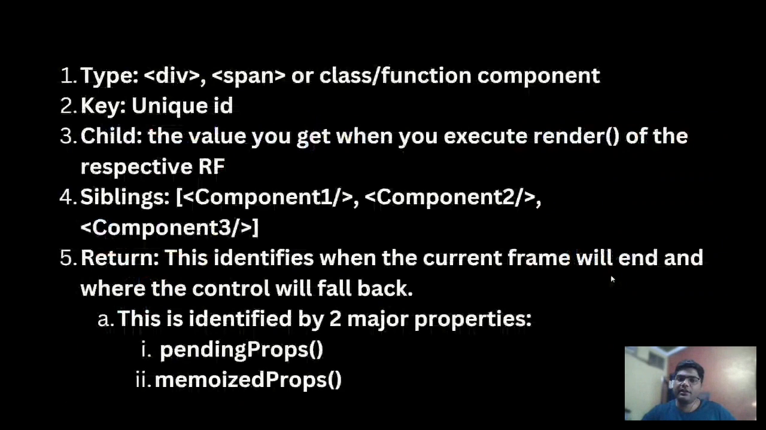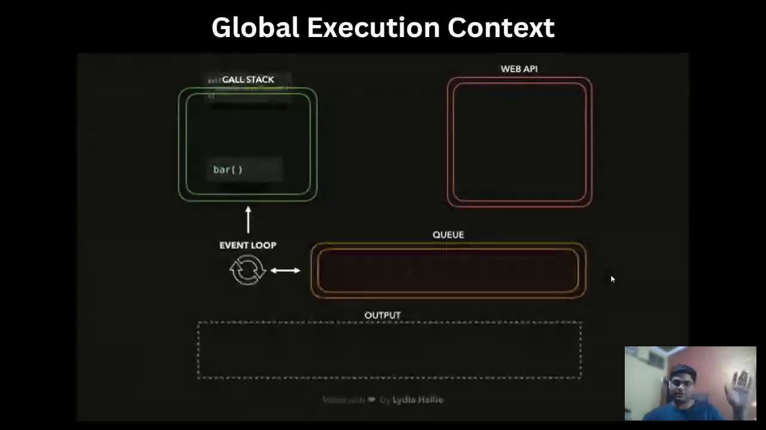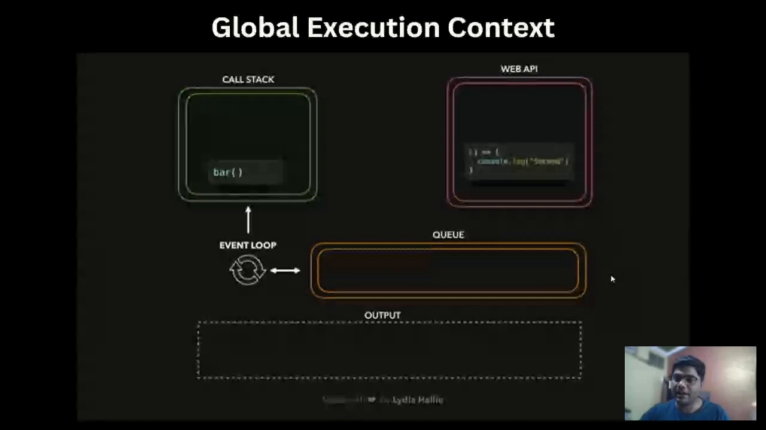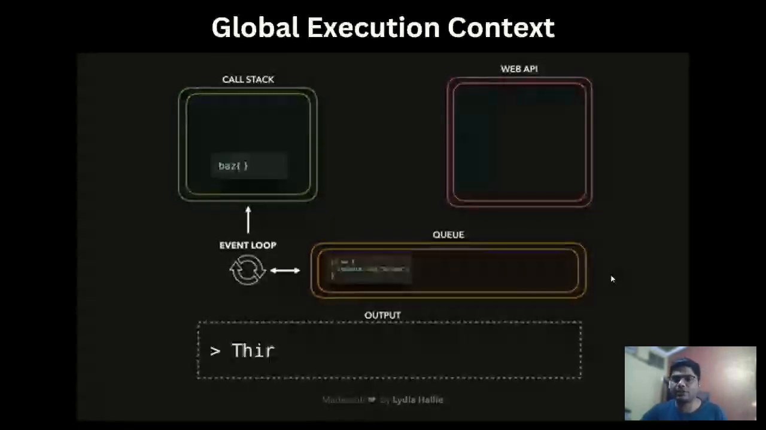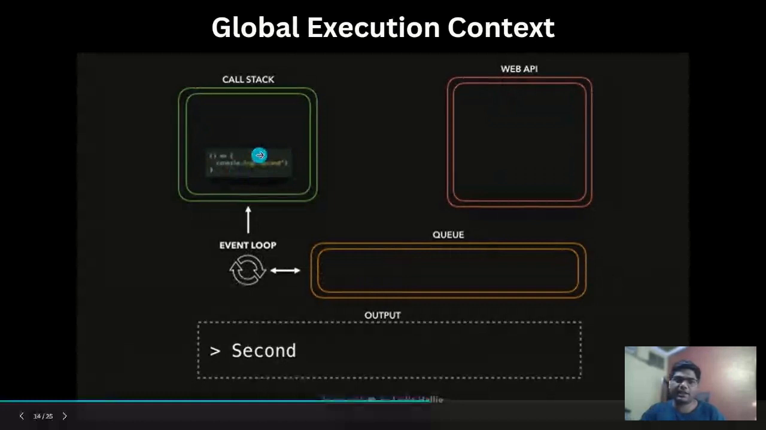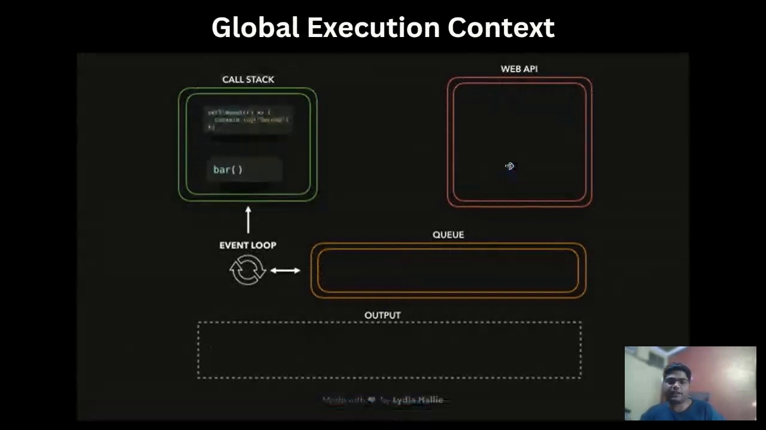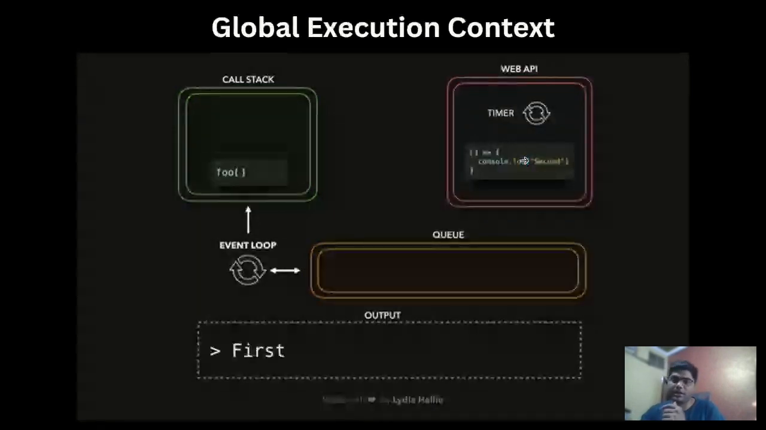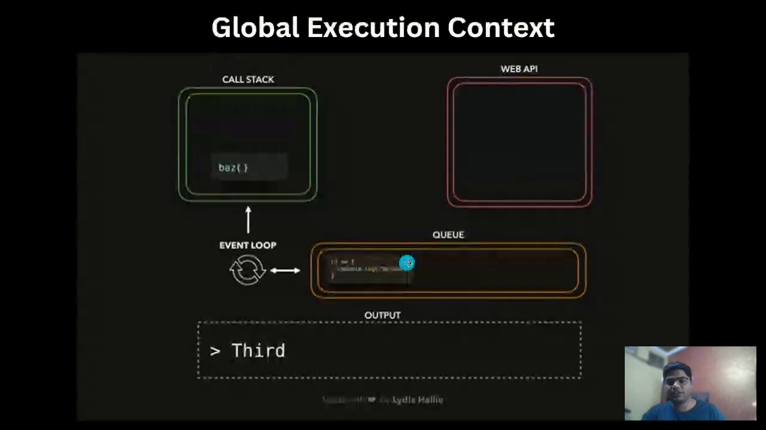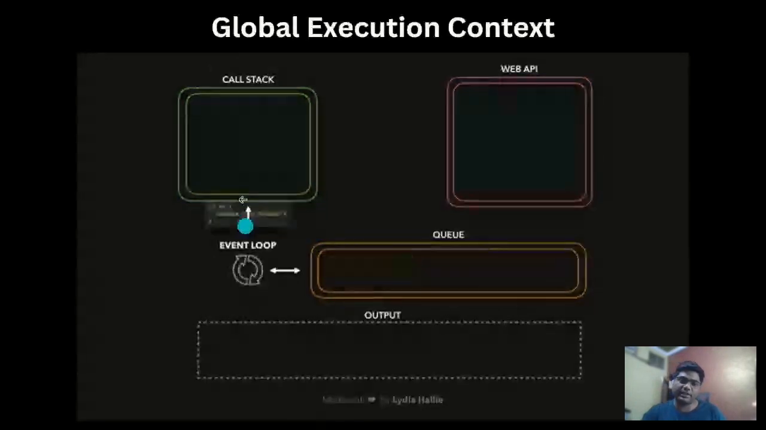Coming back to the global execution context we held in our favorite hand, let's revise what was happening inside it. Suppose there is an operation going on, and it has an asynchronous operation that goes into the web API. It waits over there, then goes into the respective queue. The event loop finds that the main thread is empty, so it pushes it into the main stack. That's how the asynchronous operation gets handled.